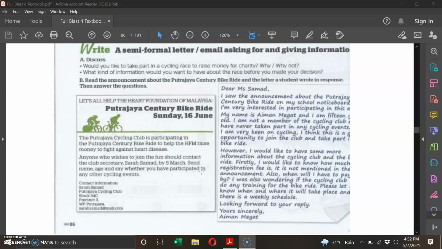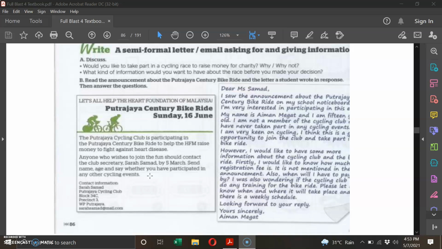On page 86, you can see an announcement made by Putrajaya Cycling Club about the Putrajaya Century Bike Ride that will be organized by that club on Sunday 16 June. And the aim of this Putrajaya Century Bike Ride is to help the Heart Foundation of Malaysia to raise money to fight against heart disease.